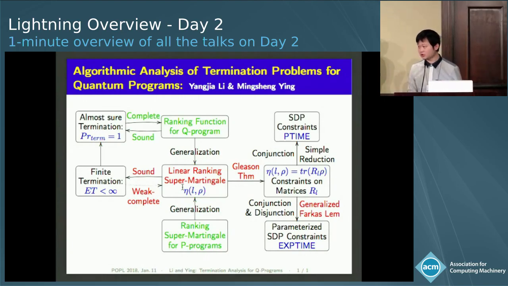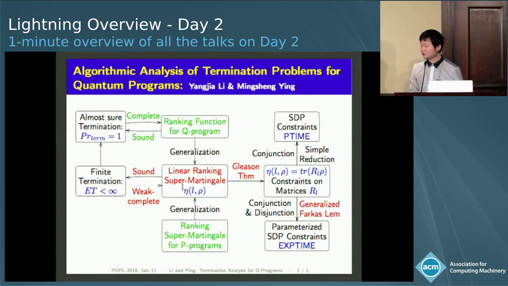And now in this work, we find a very good definition, a mathematical concept we call the linear ranking supermartingale, to check the termination of quantum programs. And this is actually a quantum generalization of the ranking supermartingale for probabilistic programs. And most importantly, we can use a semi-definite program to generate such a linear ranking supermartingale.